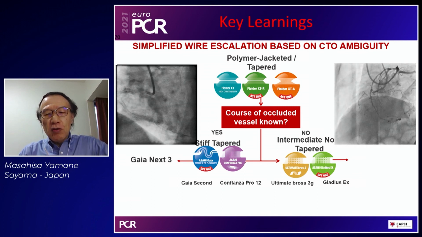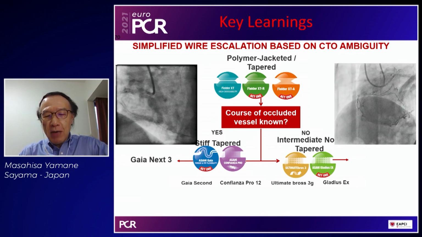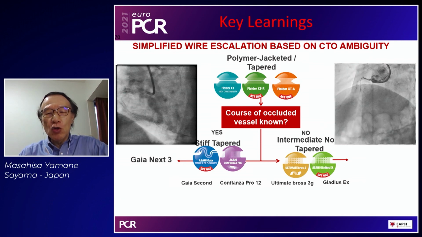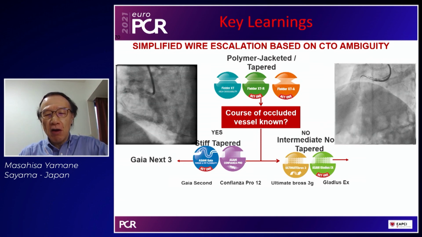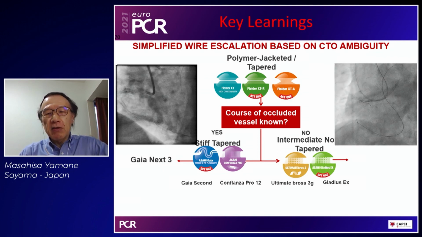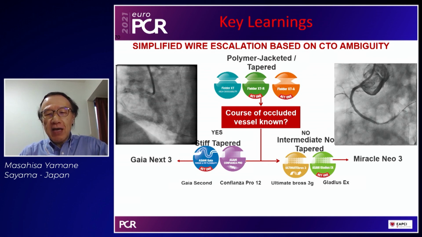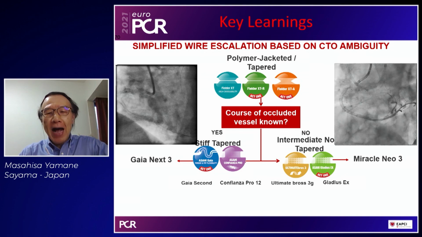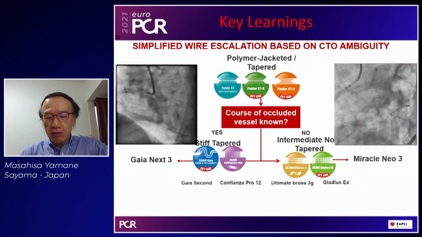Whereas if you don't know the vessel course, you may start with a very soft polymer jacketed wire, such as the XTR, but then you may use, this is a Miracle Neo 3 gram, ending up with the retrograde approach. Retrograde Gaia Next 2 actually rendezvous in the Caravel microcatheter. So in this case, we result in a superb procedural outcome as well.